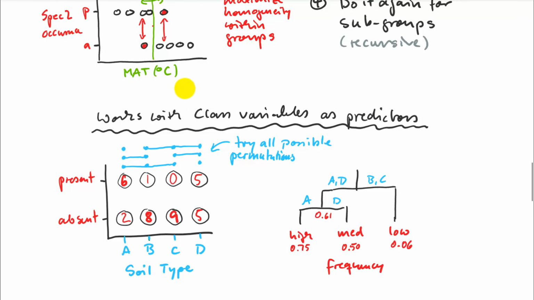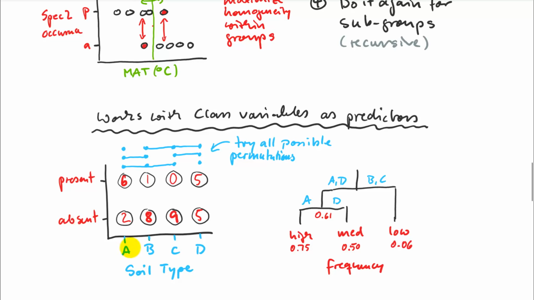And as we've noted before, you can use class variables as predictor variables. So I just wanted to show you how that would work in principle just the same way. So instead of a slider that I can move left and right, I actually have to try out all possible combinations of that predictor variable. So let's assume we have soil type and we have present and absent data at plots.